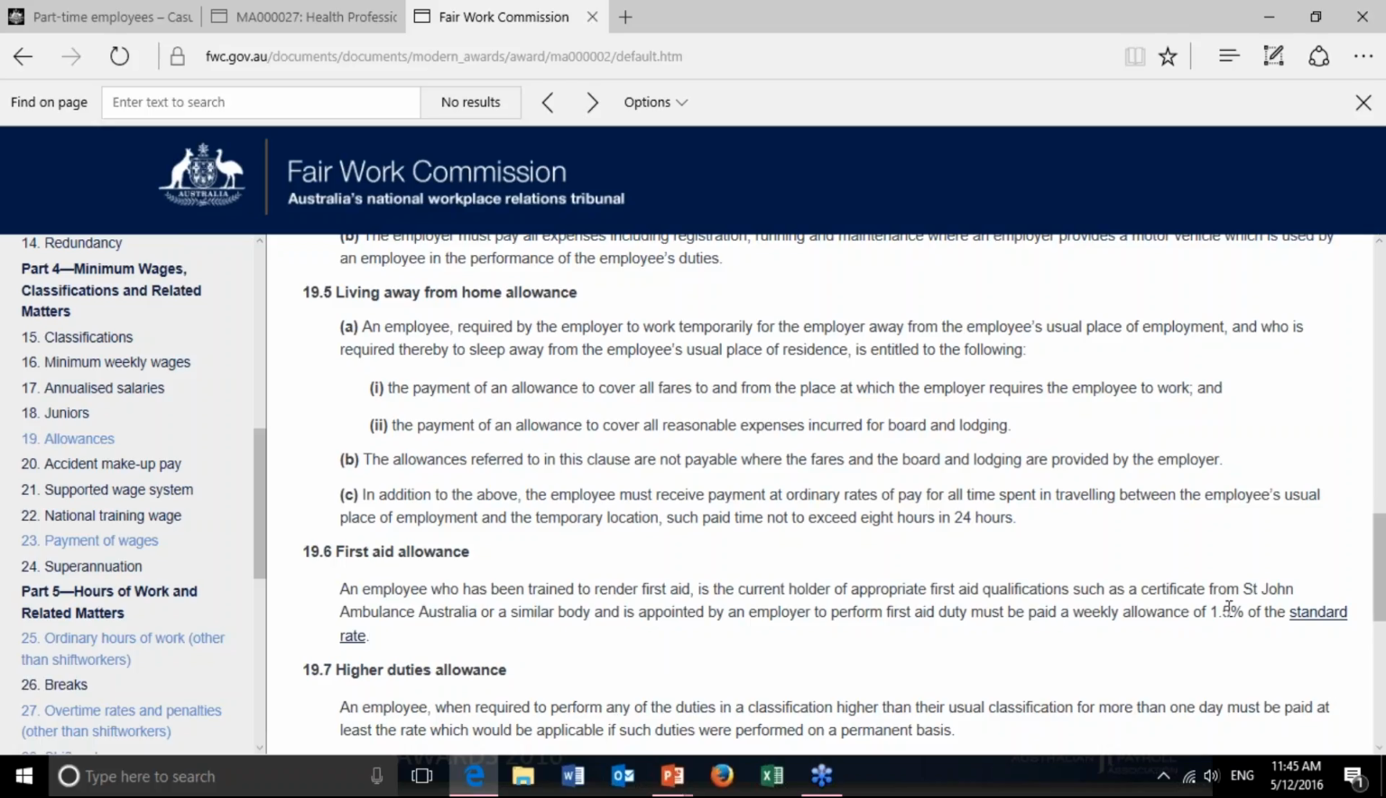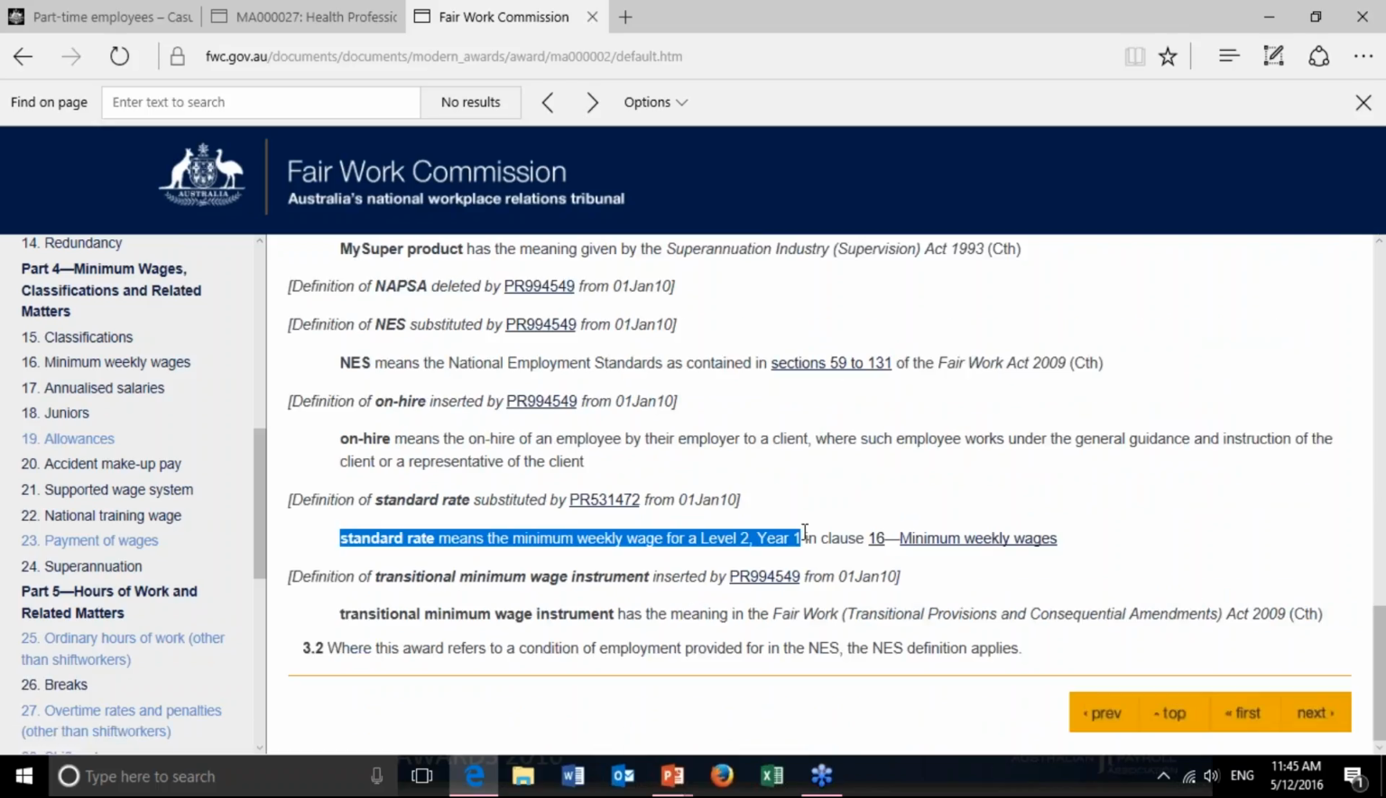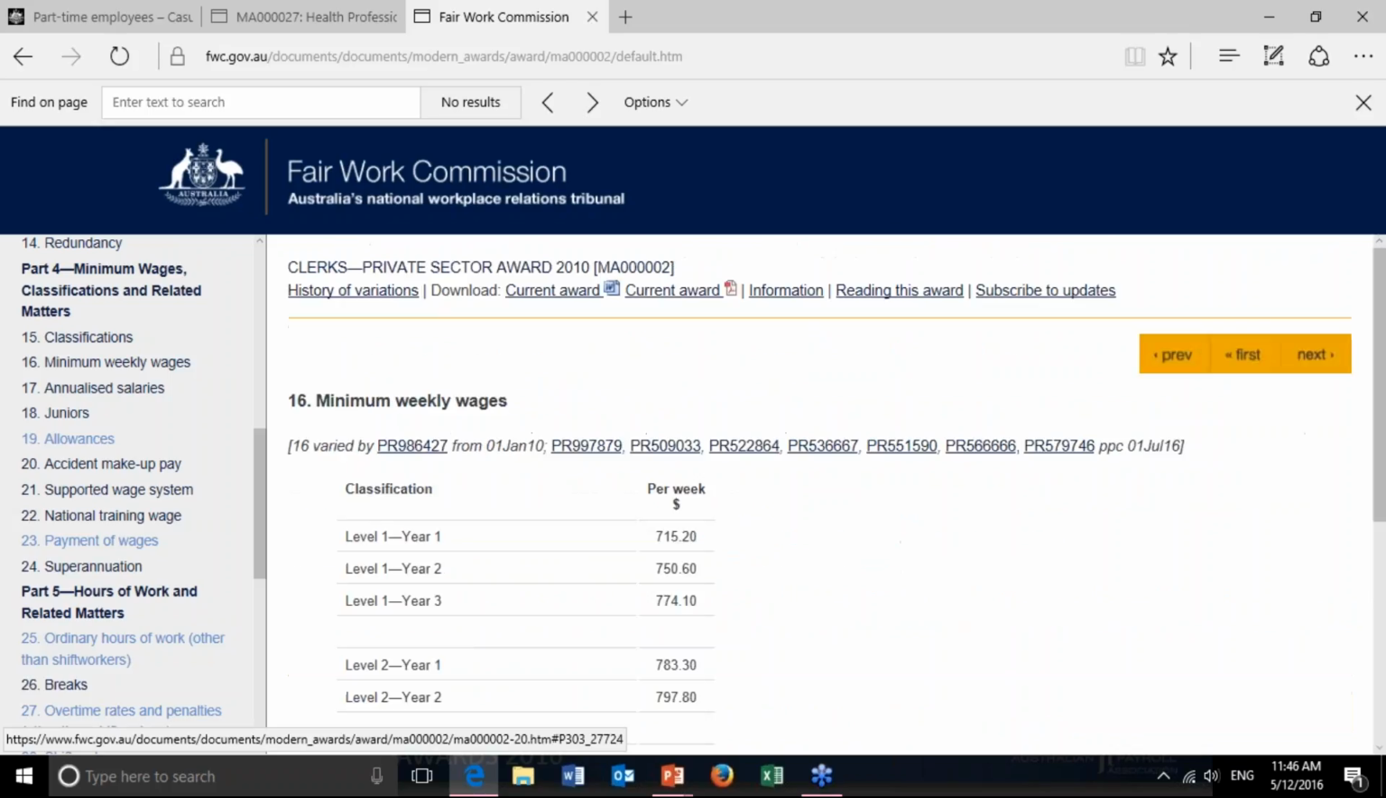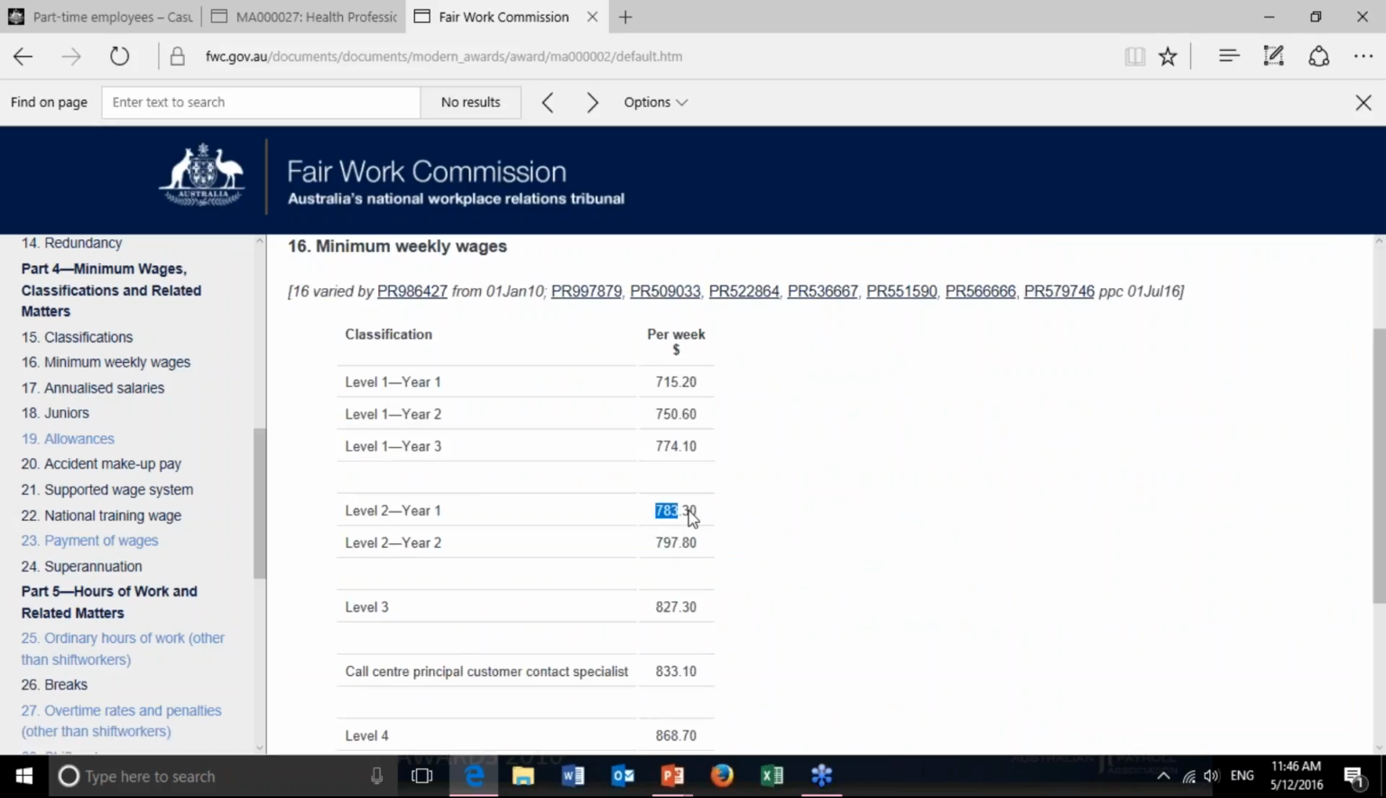It says it's 1.5% of the standard rate. Do you know how many people read that as meaning the employee's standard rate, irrespective of the classification? That's not the case. Once again, if we click on standard rate, it'll take you to your definitions, and the definitions tell you a standard rate means the rate for a level 2 year 1 employee. A level 2 year 1 employee receives $783.30. So 1.5% of that's probably about $15 or $16, and that's for a full-time employee. So that's for a 38-hour week.